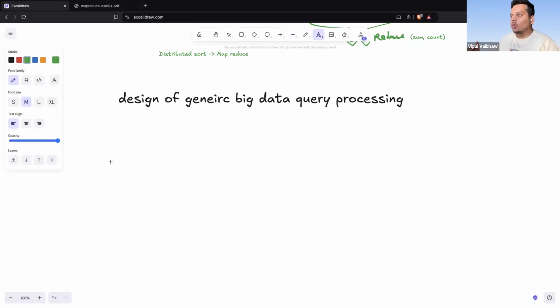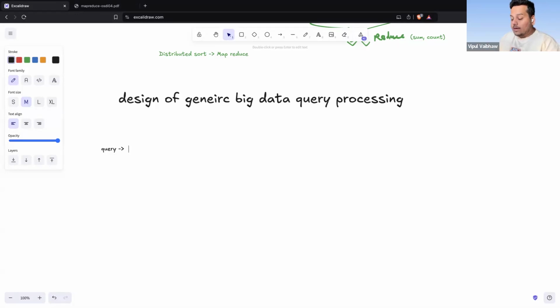The normal flow of a query in your big data system is, I'll tie in how MapReduce comes into the picture here. A query can be select star, whatever. Select star is actually not the right way to do things, but just assume that is the query. When a query comes, it gets parsed and everything.